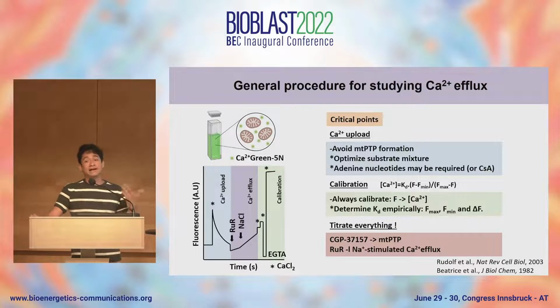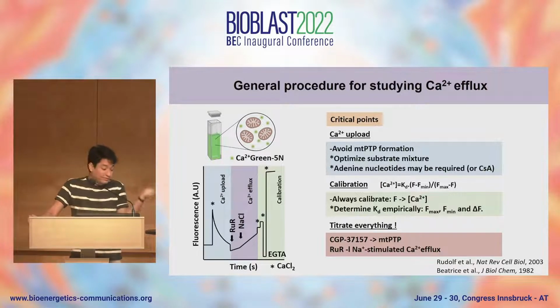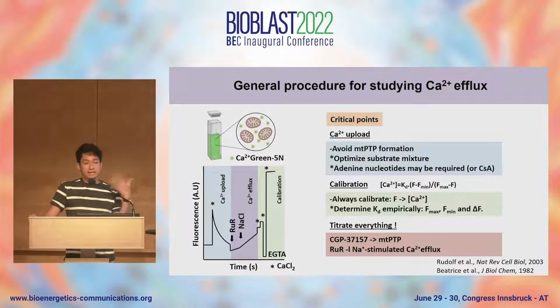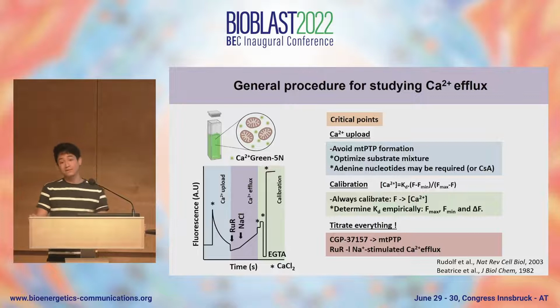And finally, titrate everything. People use different concentrations, and some are very high. And even when you have a selective inhibitor, you may induce some undesirable effects. We have observed that CGP, for example, may induce mitochondrial permeability transition. And also ruthenium red is able to inhibit sodium-stimulated calcium efflux.